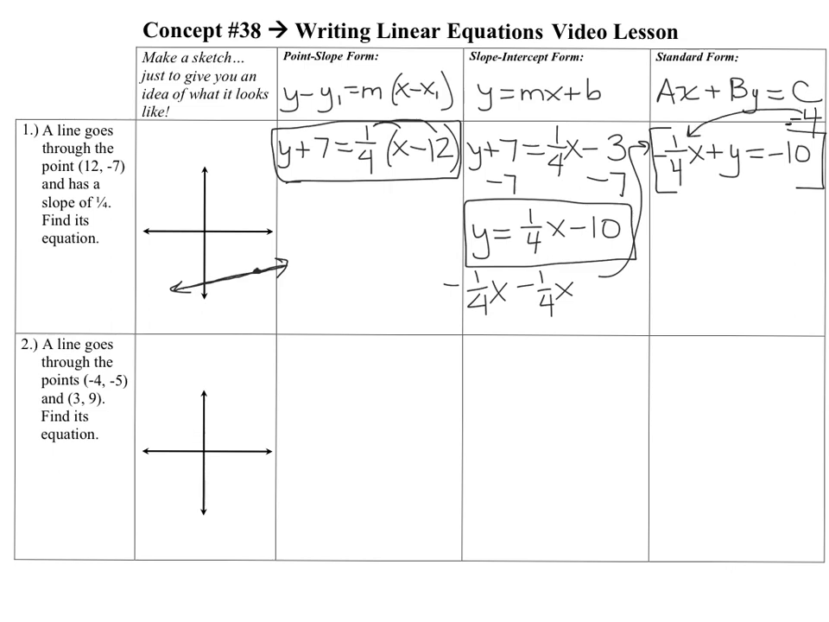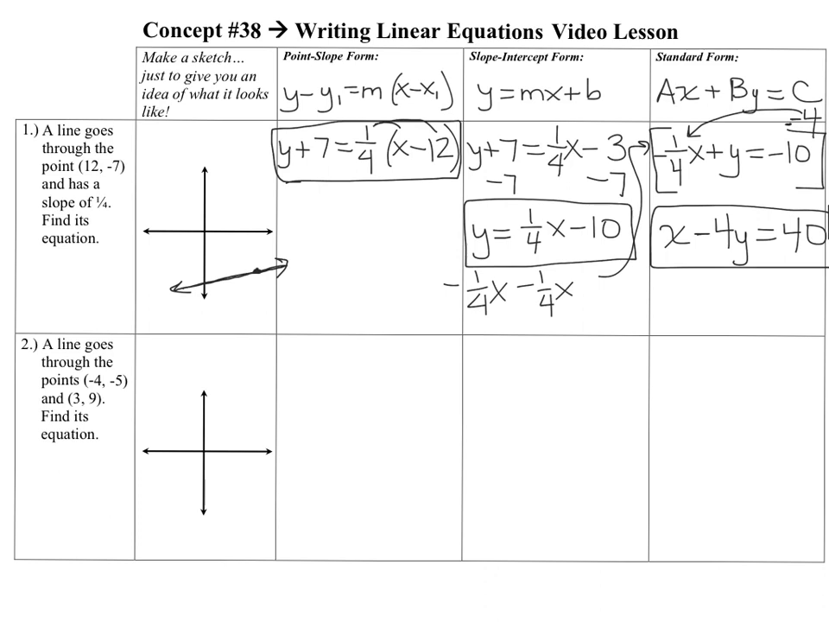So negative 4 times negative 1/4 x is just 1x, so that's just x. And then negative 4 times y is negative 4y. And then negative 4 times negative 10 is 40. And there you have it. There's your standard form.